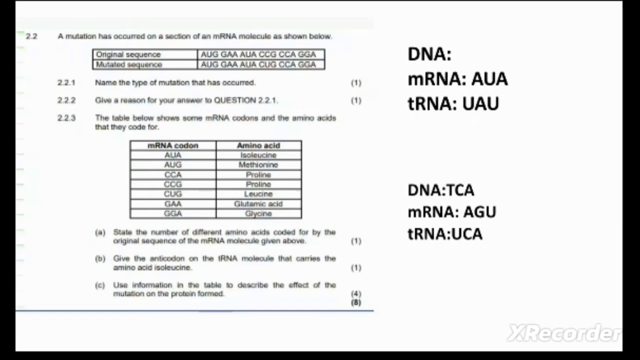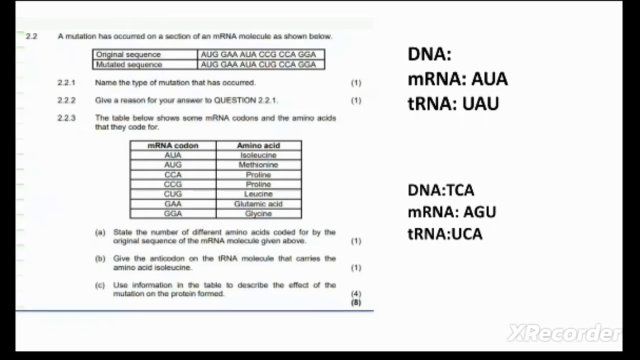Why? Because it is a change in the sequence of nitrogenous bases. If it was a change in the number or structure of chromosomes, it was going to be a chromosomal mutation. If maybe in meiosis, one chromosome did not separate, it was going to be a chromosomal mutation. So let's look at the questions. Another question says give a reason for your answer: because there's a change in the sequence of nitrogenous bases. So let's look at the next question.